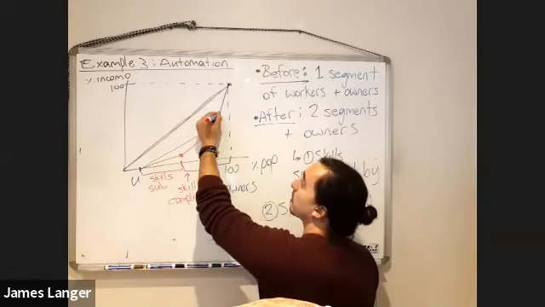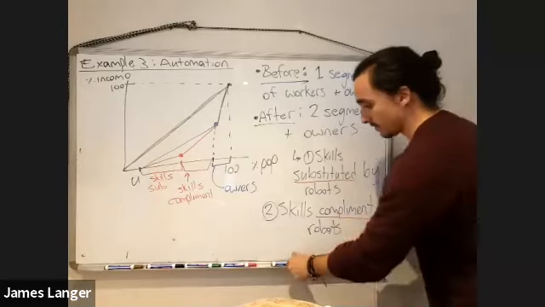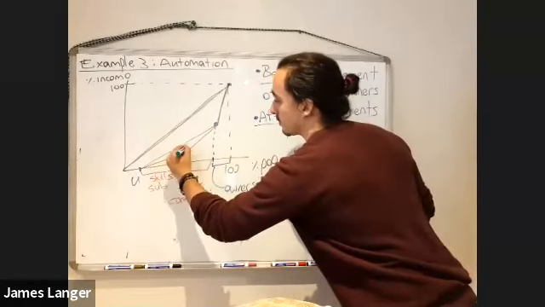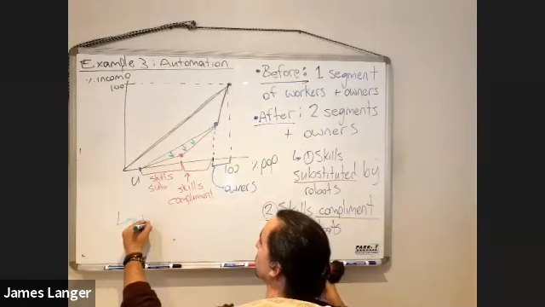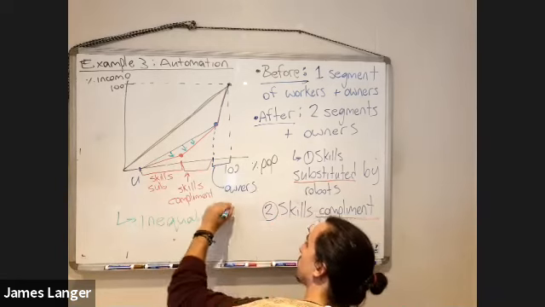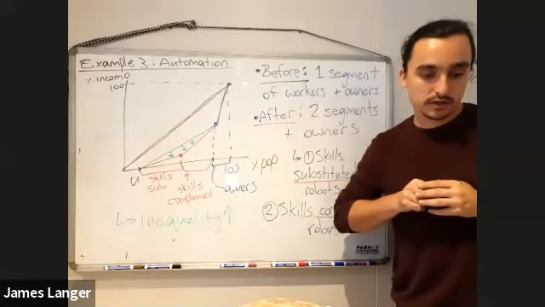And now we see that we've drawn our new Lorenz curve. What's happened here is we've seen the Lorenz curve shifting out. So in this example, we've seen inequality rise. We've seen inequality increasing due to this.